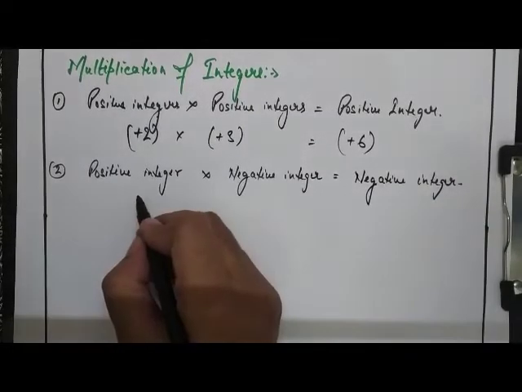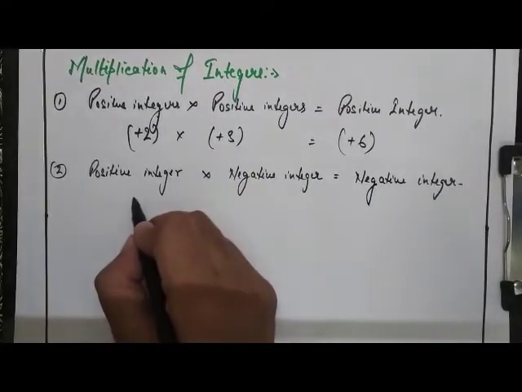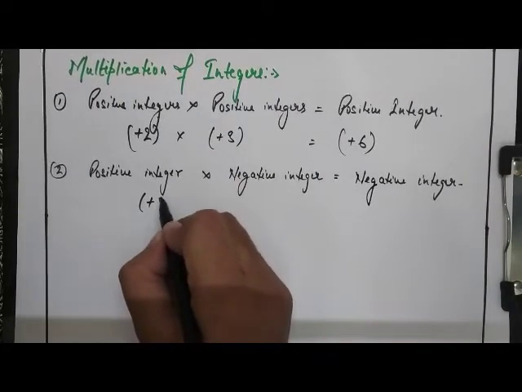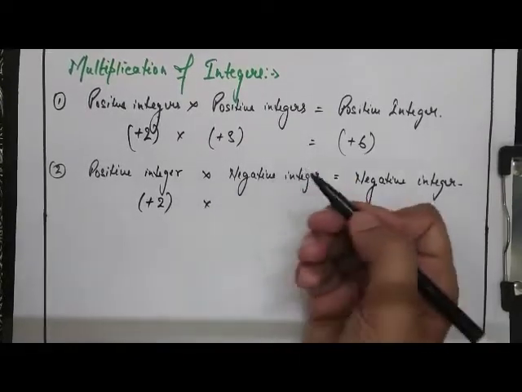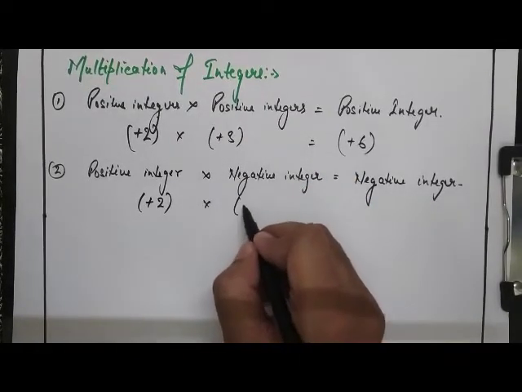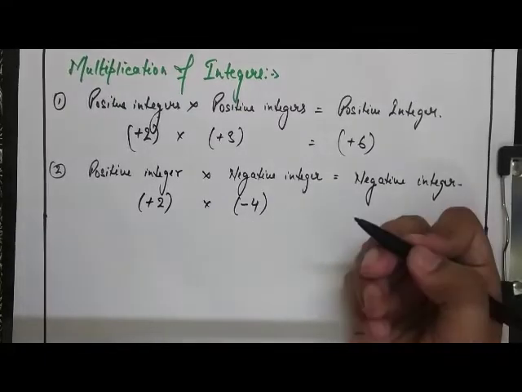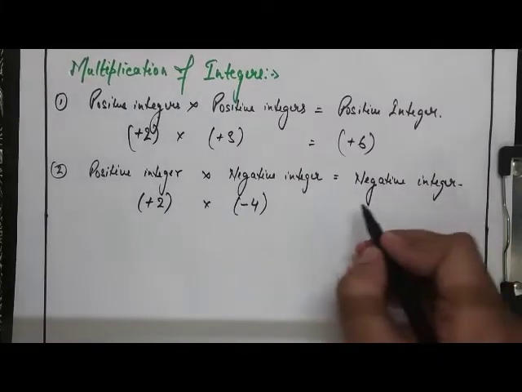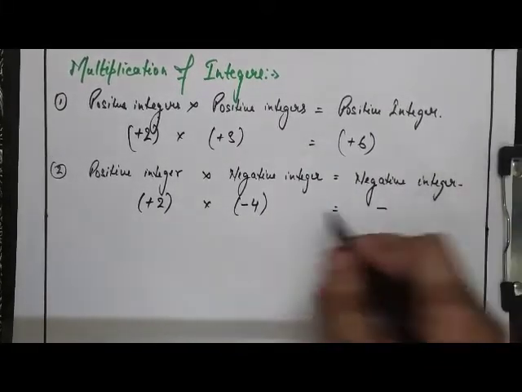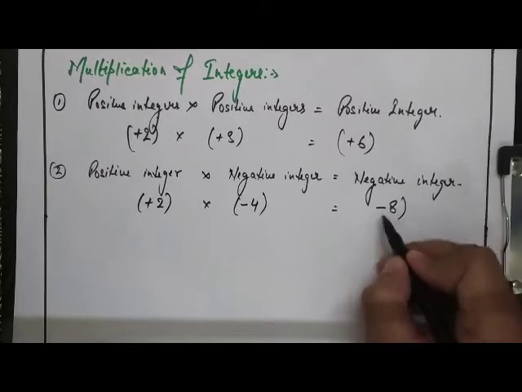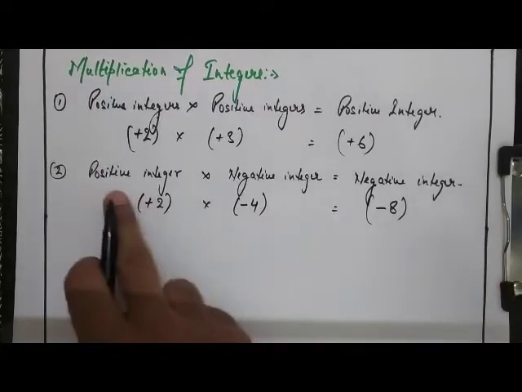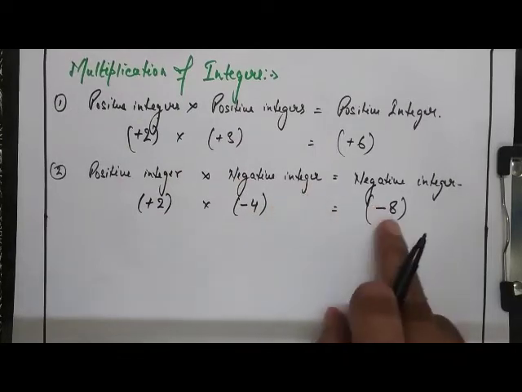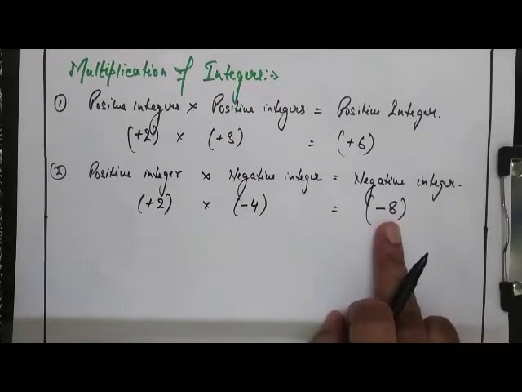Let's try to understand the second case also by taking one example. Let's take a positive integer, say plus 2, and let's take one negative integer as minus 4. So what happens when we multiply these two numbers? Remember, plus into minus is always minus. 2 into 4 is 8. So the result is minus 8, which means when a positive integer is multiplied by a negative integer, the result is always a negative integer.